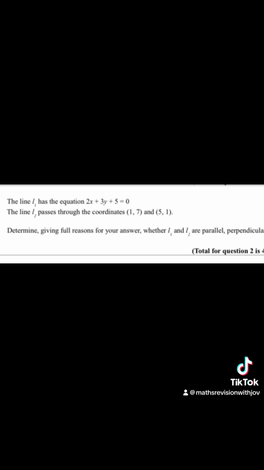And today's question reads: the line L1 has the equation 2x plus 3y plus 5 equals 0, and the line L2 passes through (1, 7) and (5, 1). And it wants us to say whether these lines are perpendicular, parallel, or perhaps neither.